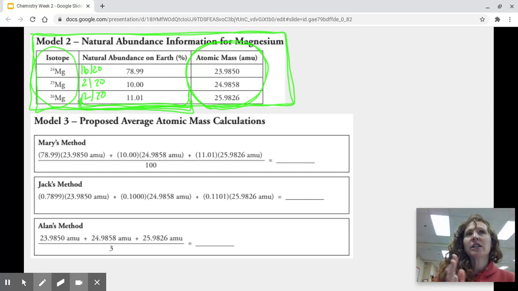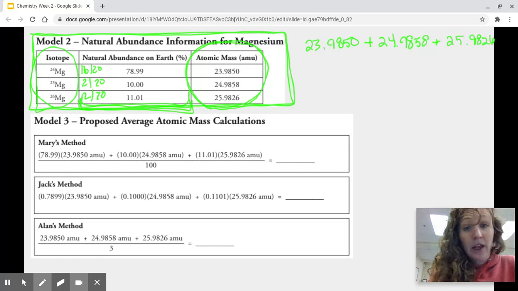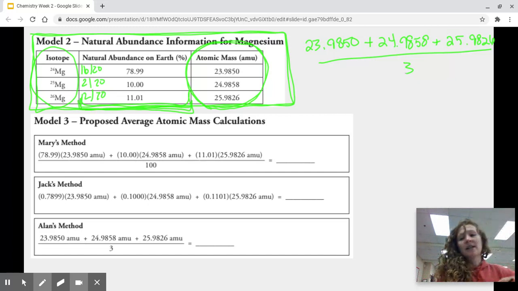So an average atomic mass, if I were to throw this out to you in math class, the majority of you would do this. You would add them all up, 23.9850 plus 24.9858 plus 25.9826. We'd add them all up, we'd divide by 3, right? And that would give us an average mass. So let's do that and see what we get.